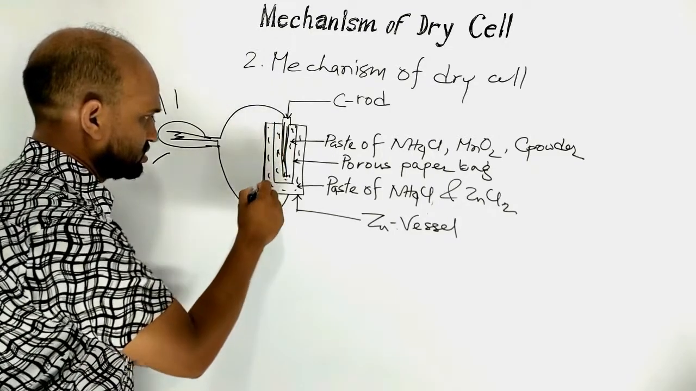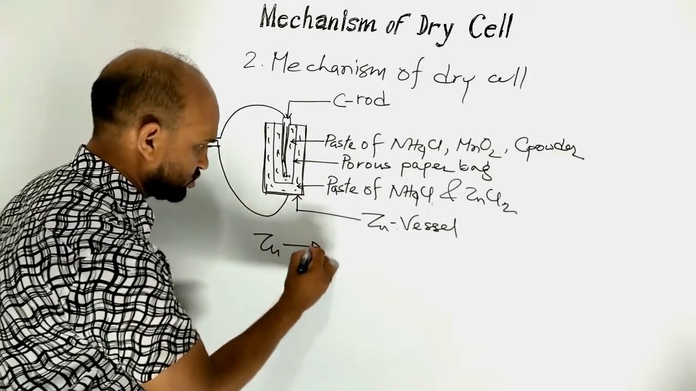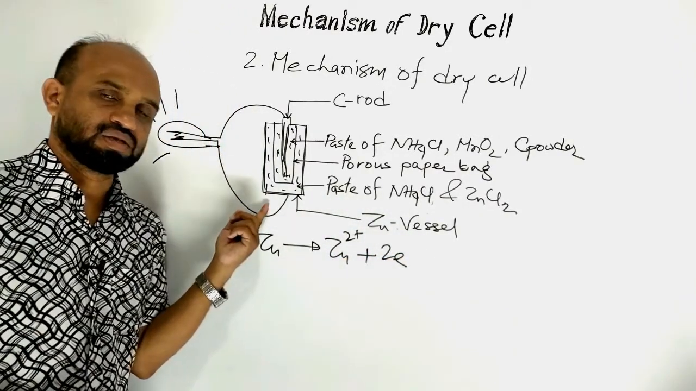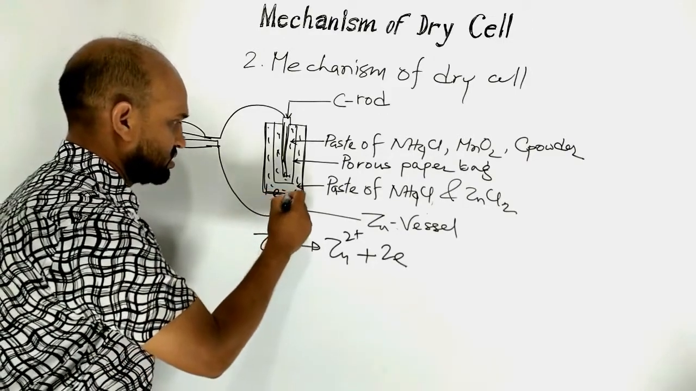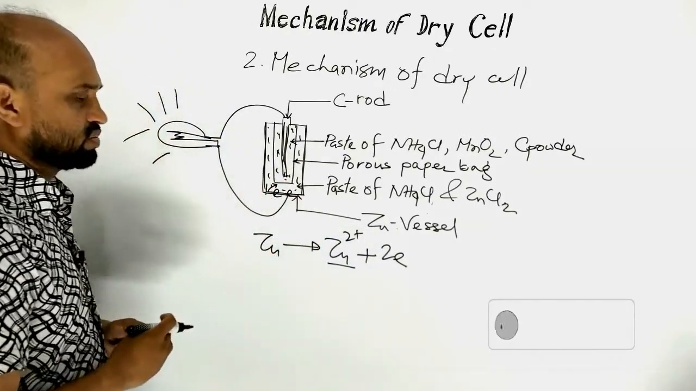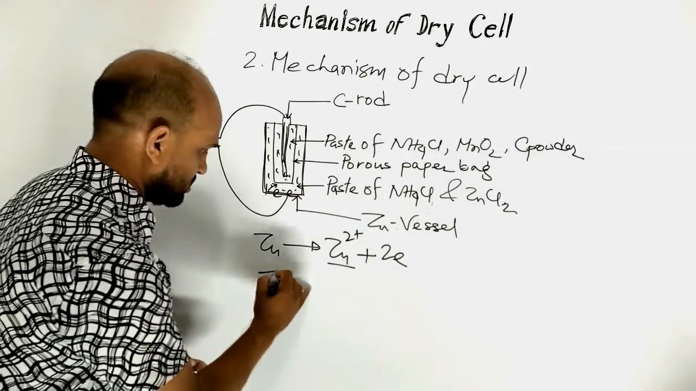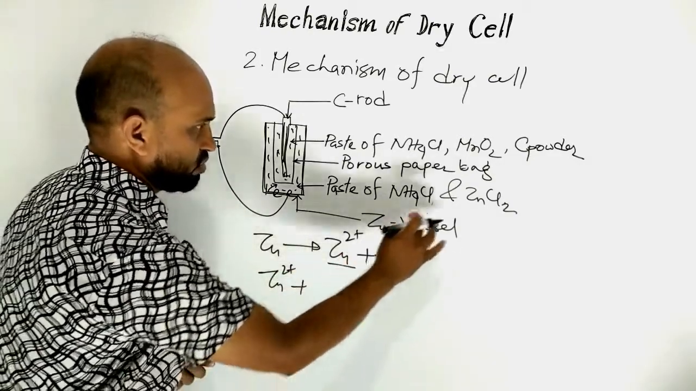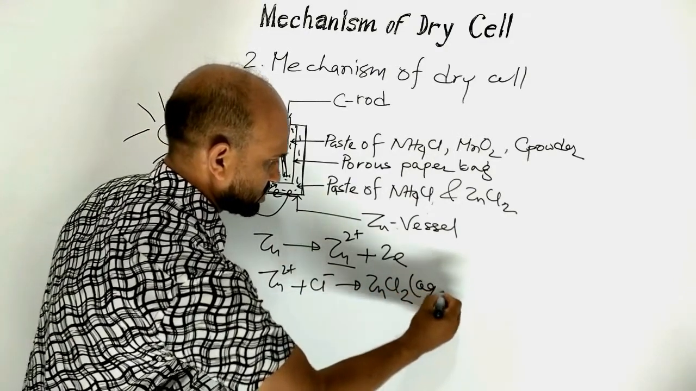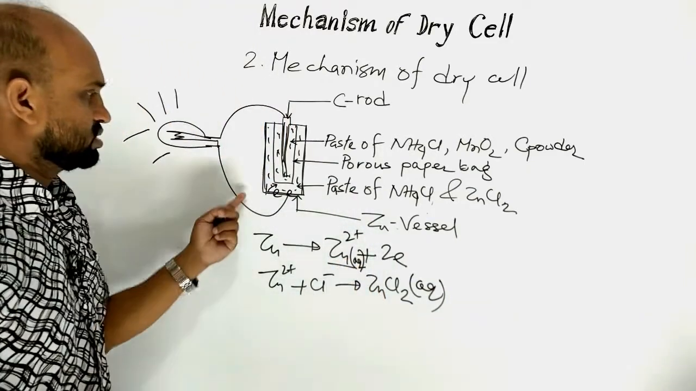Here this is zinc vessel, metallic zinc, that converts to zinc 2 plus ion, leaving 2 electrons in the wall of the zinc vessel, and zinc 2 plus ion goes to the paste of ammonium chloride and zinc chloride, where zinc 2 plus combines with chloride ion to form zinc chloride aqueous, and this zinc 2 plus ion goes to the paste.